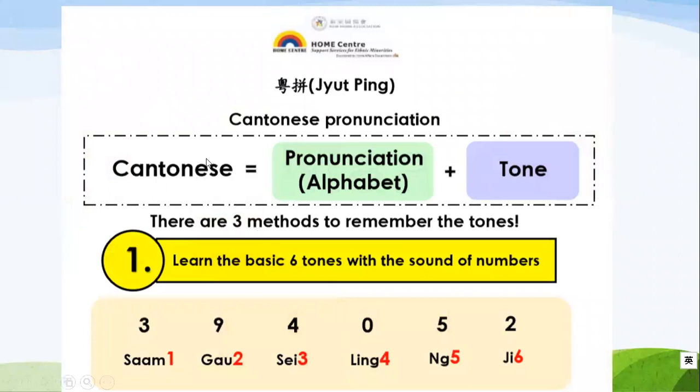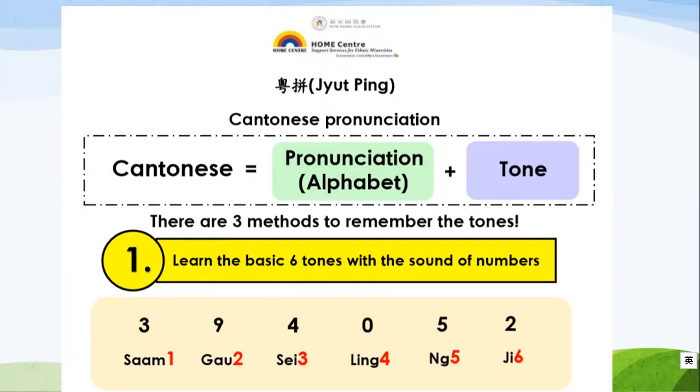So let's start. Cantonese, basically we can say it is made up of the pronunciation, that is the alphabet, plus the tones. Today we are not going to focus on the alphabet because it is comparatively easier, but we are going to talk about the tones. We can say there are 9 tones in Cantonese. We have summarized some methods to remember these tones. And the first method is that you can try to learn or remember the first basic 6 tones with the sound of numbers in Cantonese.